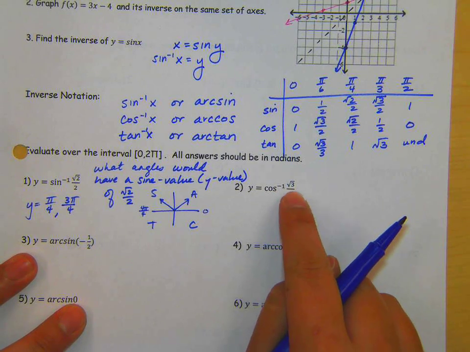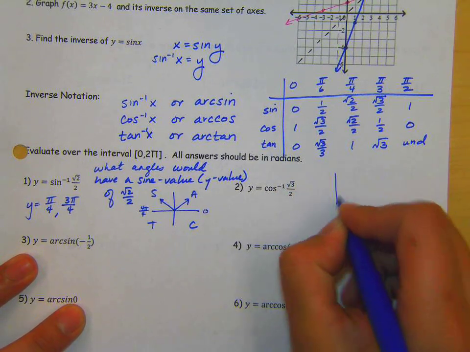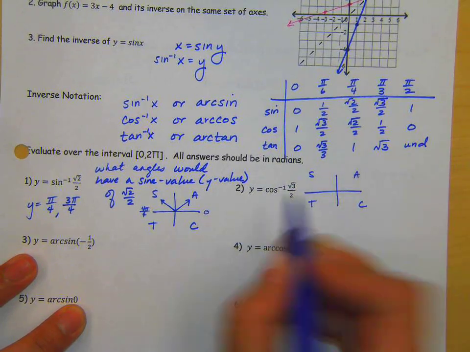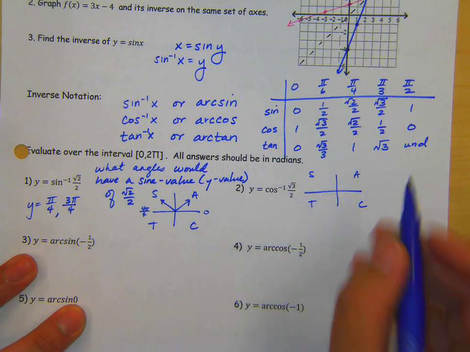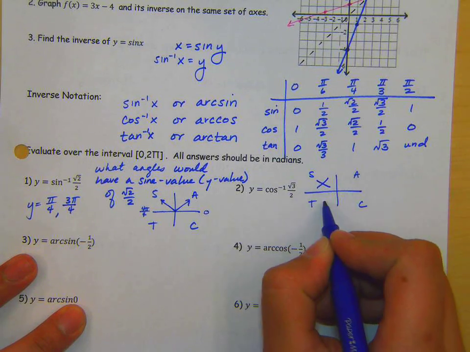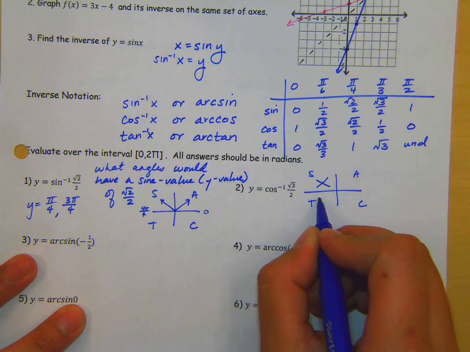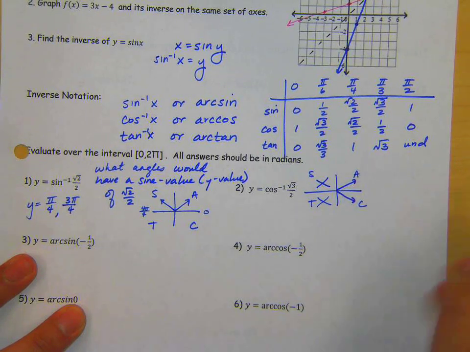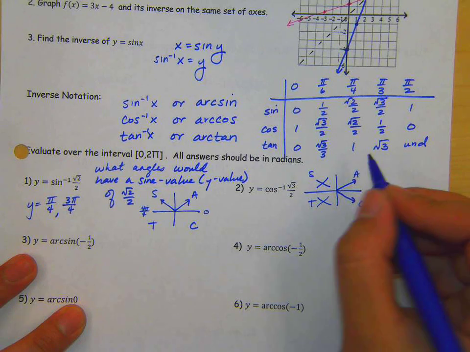Inverse cosine of root 3 over 2. Okay, so I'm going to do all students take calculus. It's a positive root 3 over 2, so I know I'm not going to have an angle in the second or third quadrant. It's got to be from the first, and I'm also going to have an angle in the fourth quadrant. So let's take a look.